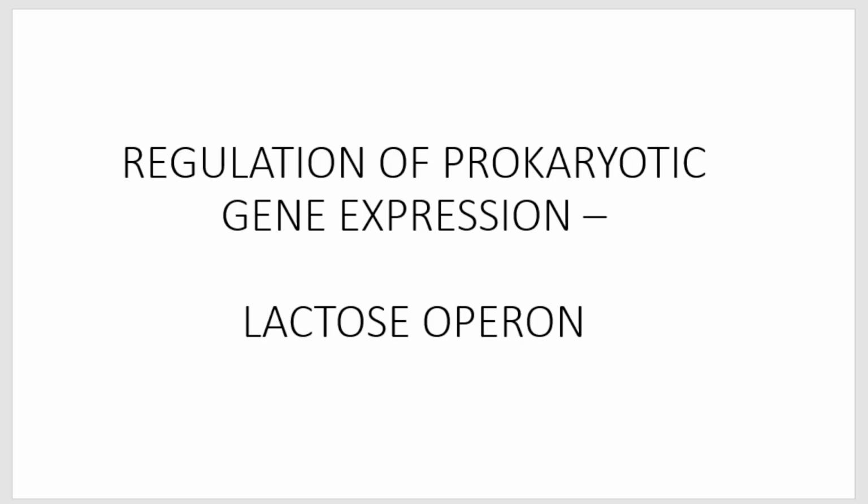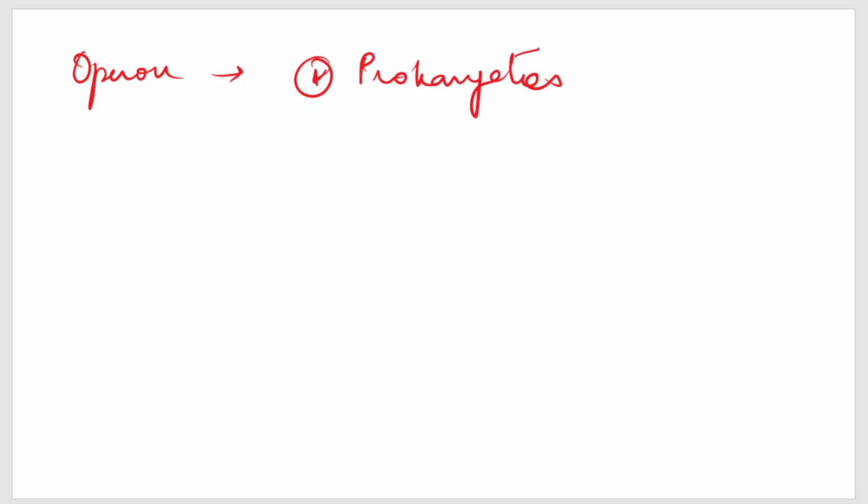Hi everyone, this video is on the lactose operon, which is involved in the regulation of gene expression, particularly in prokaryotes. Now, what is this operon? Operon is a concept present only in prokaryotes and not in eukaryotes. This is the first and foremost point which you have to remember. It's present only in prokaryotes.